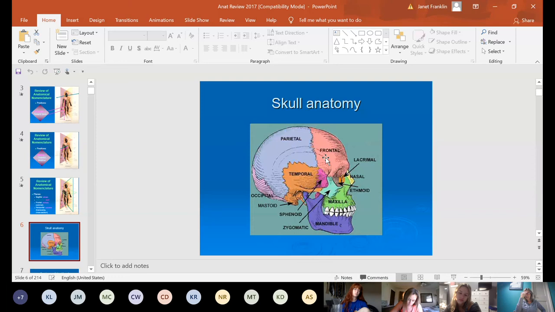Your nasal bones, your lacrimal bones are inside your eye area. Oh, zygomatic is your cheekbone. Where the zygomatic bone and the temporal bone meet is your zygomatic arch, or your cheekbone.